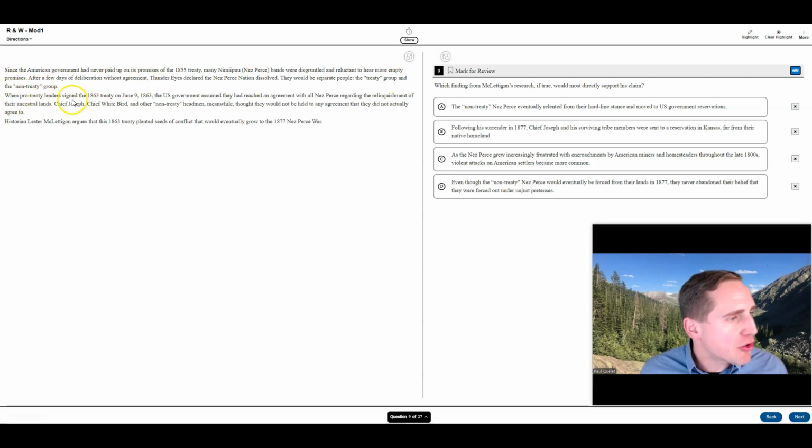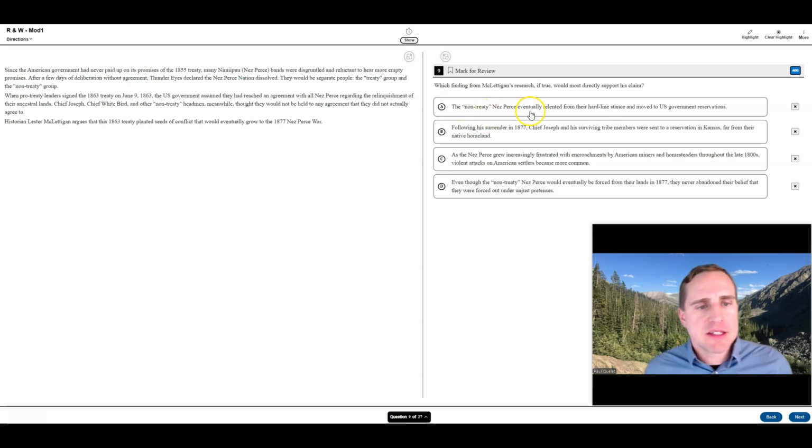When pro-treaty leaders signed the 1863 treaty on June 9, 1863, the U.S. government assumed they had reached an agreement with all Nez Perce regarding the relinquishment of their ancestral lands. Chief Joseph, Chief Whitebird, and other non-treaty headmen, meanwhile, thought they would not be held to any agreement that they did not actually agree to. Historian Lester McLettigan argues that this 1863 treaty planted seeds of conflict that would eventually grow into the 1877 Nez Perce War, which, if true, would most directly support the claim.